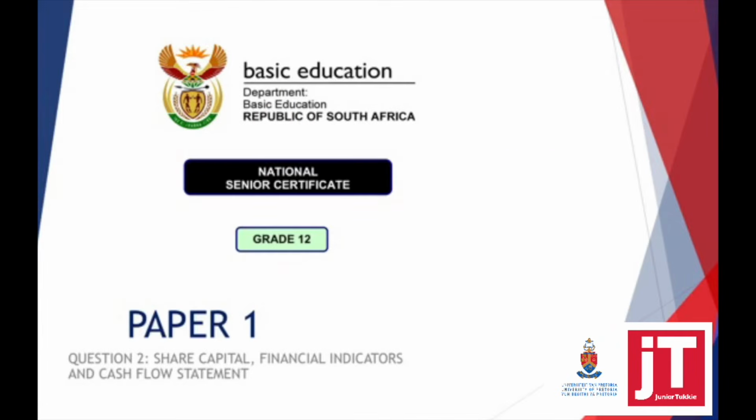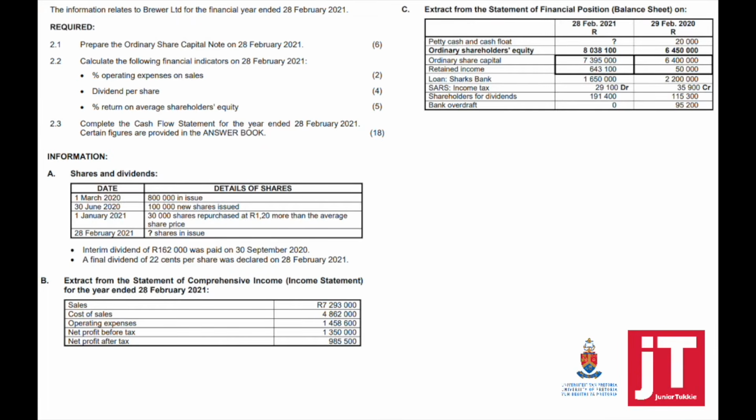Brimacombe. We are now going to look at Paper 1, Question 2. This question focused on the share capital, financial indicators, and the cash flow statement. If we look at what is expected, the information relates to Brewer Limited for the financial year ended 28 February 2021. Prepare the ordinary share capital note, calculate the following financial indicators, and complete the cash flow statement.